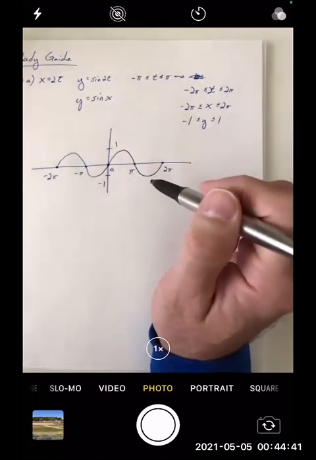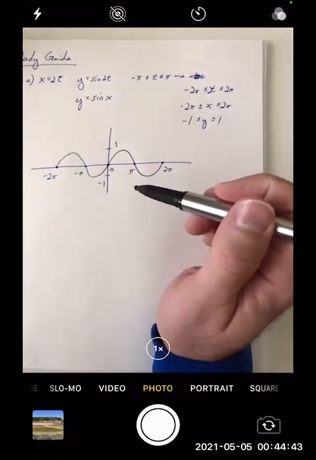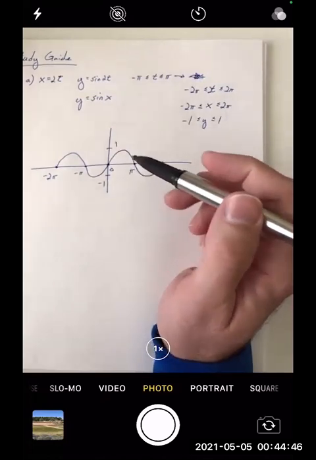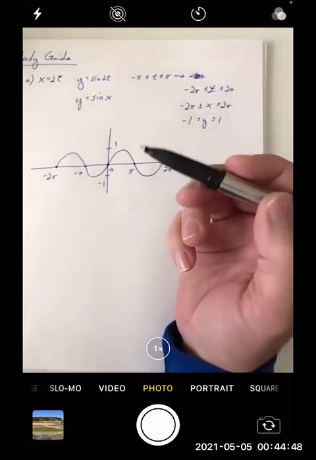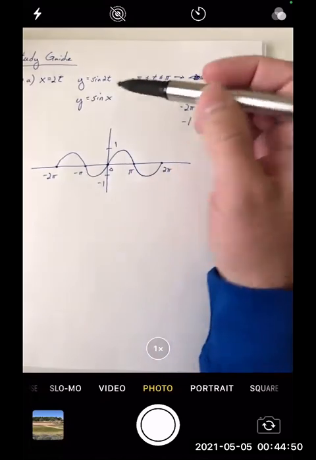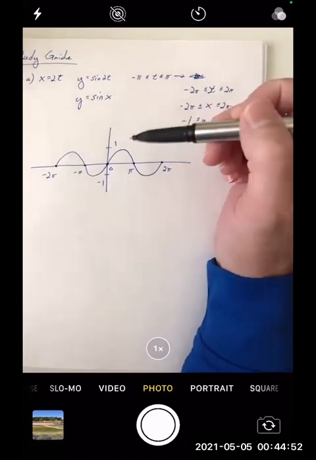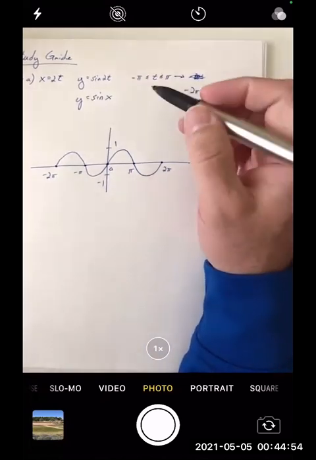Okay, now the last part says to indicate the orientation. The orientation by itself is worth a point. If you don't put it on there, you're automatically going to lose a point. So it's an easy point to get. Stick it in there.